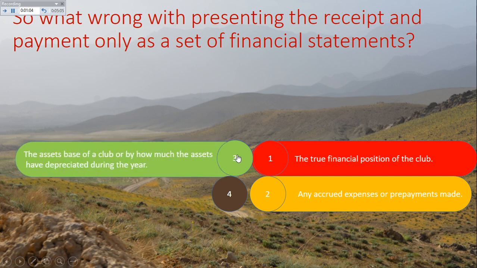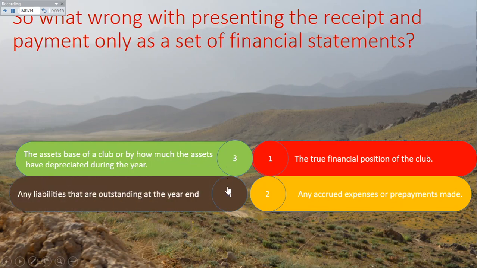The asset base of a club: how much asset does the club have? And the amount of depreciation charged is not shown in the receipt and payment account. Any liabilities that are outstanding at the year end are also not shown. So these are some of the problems that we could face if the receipt and payment account is used as the source of financial statements.